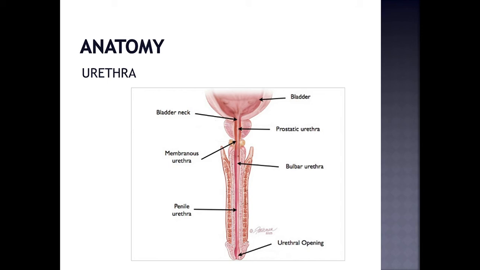So here we can see the diagram of the urethra. This is the bladder. From the bladder neck, the urethra begins. The first part of the posterior urethra is the prostatic urethra, which is surrounded by the prostate, and then comes the membranous urethra, which is the shortest and narrowest portion, and further down we have the anterior urethra, that is the bulbar and the penile urethra, and finally the urethral opening.